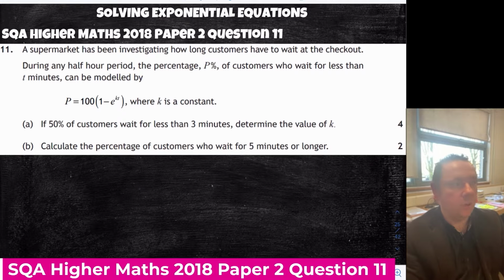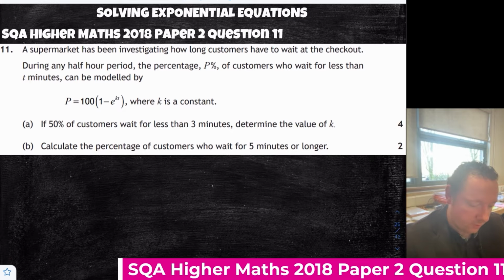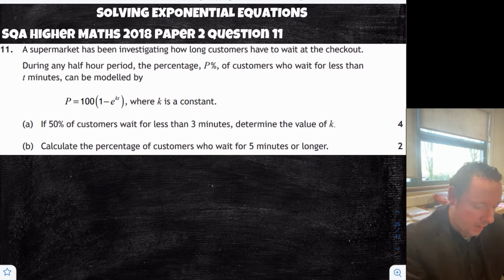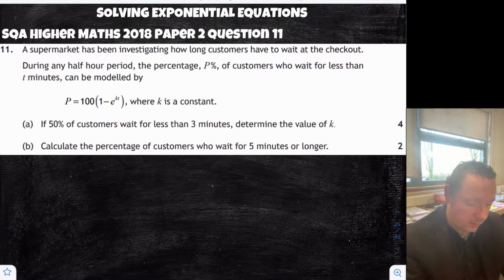Solving exponential equations. SQA Higher Maths 2018, Paper 2, Question 11. A supermarket has been investigating how long customers have to wait at the checkout. During any half-hour period, the percentage of customers who wait less than t minutes can be modelled by this equation. P equals 100 times (1 minus e to the kt). Part A. If 50% wait less than 3 minutes, determine k.